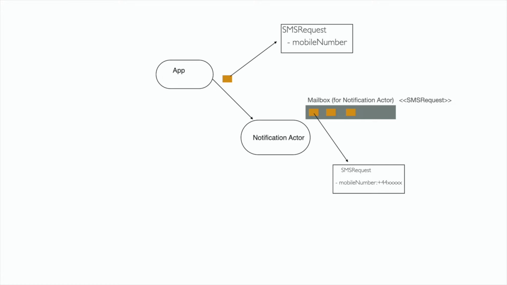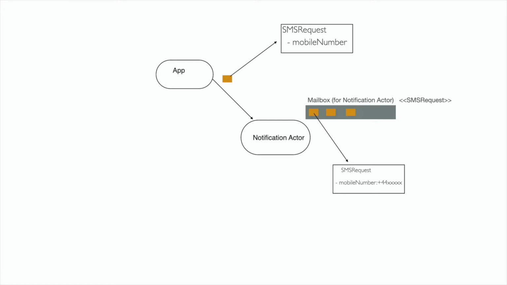We will have a very basic project. We will have an app class which will have a main method in it, so it will be an executable console application. Then we will have only one actor, the notification actor. We will implement the notification actor. As AKKA typed requires a message type, we will have an SMS request class, which will have the mobile number property in it. We will send SMS request objects to the notification actor's mailbox from the app class.